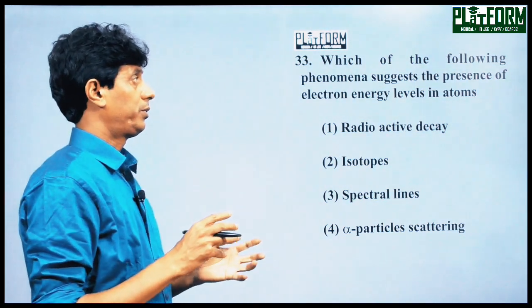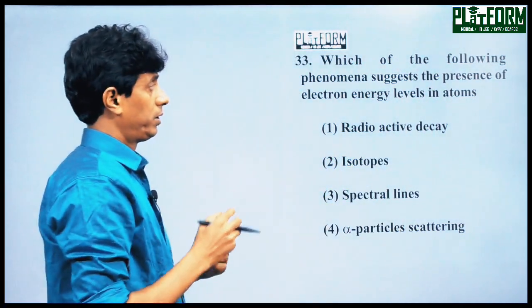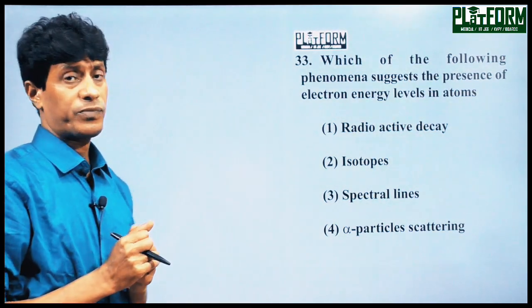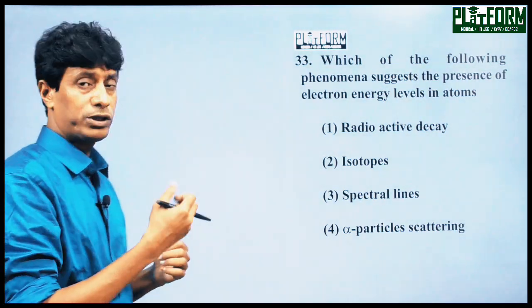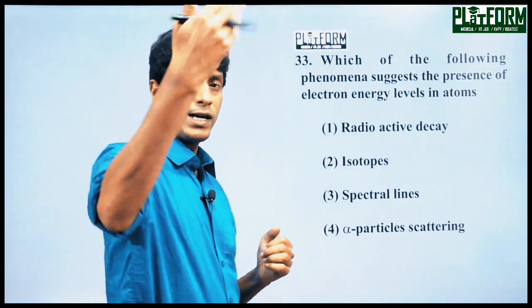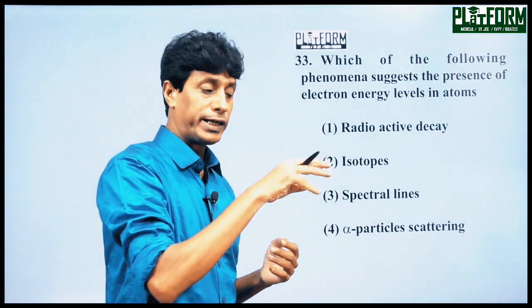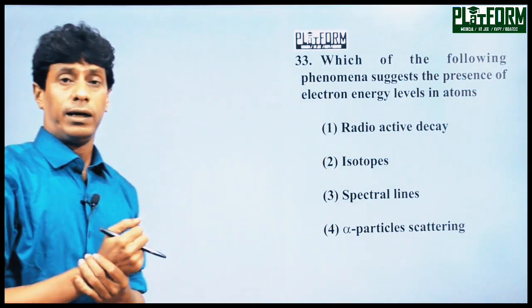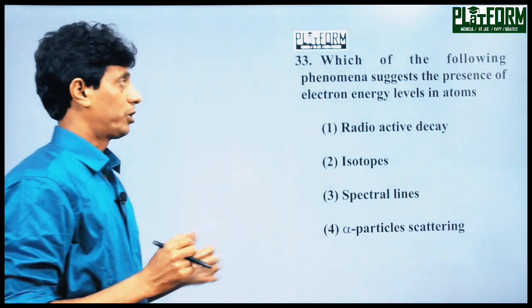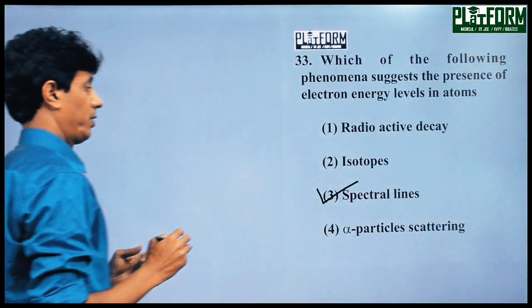So here, the presence of electron energy levels in an atom: when external energy is applied or incident upon the atom, the electron can be excited to a higher state, and due to the transition from higher state to lower states, we get a photon, or in spectral analysis we get the spectral lines. So therefore the right option here is spectral lines. Next problem.